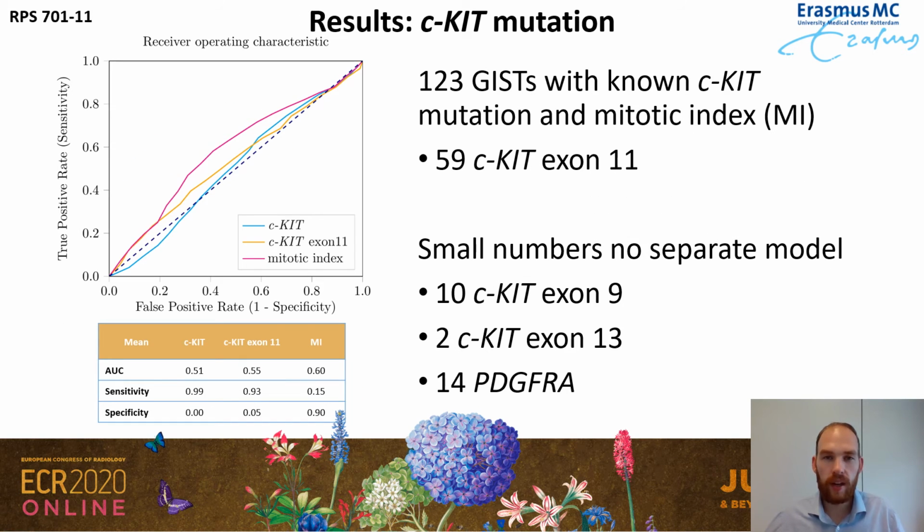Next, let's take a look at the c-KIT mutation analysis results. There were 123 GISTs with a known c-KIT mutation, and a majority of these patients had an exon 11 mutation. Therefore, we created a separate model for c-KIT and c-KIT exon 11. For other c-KIT mutations, there were too small numbers to make a separate decision model. On the left, you can again see the performance of our models, and you can see that both for c-KIT and c-KIT exon 11, but also for the mitotic index, the performance is similar to guessing.